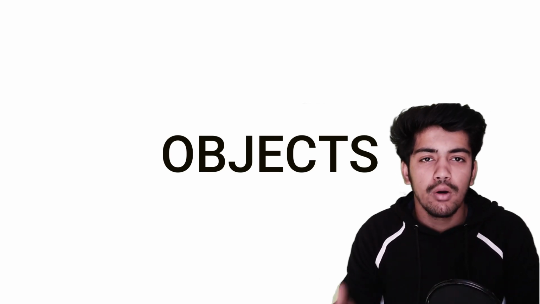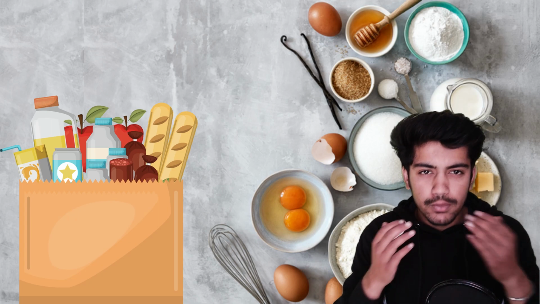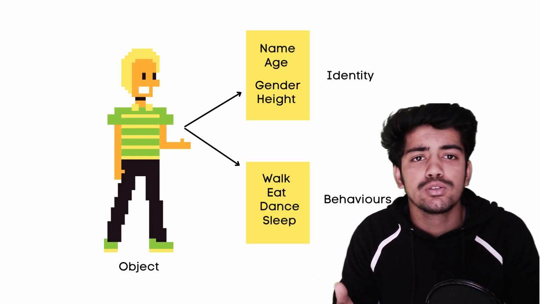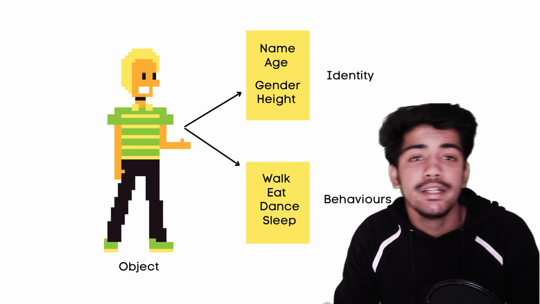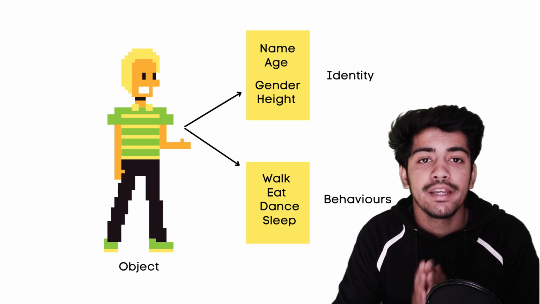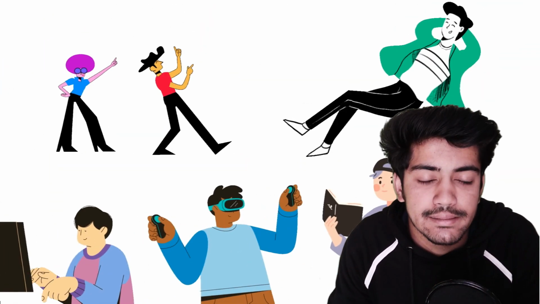So now let me brief you about objects. Objects are all around us, from the food we eat to the pet we own. Everything is an object. Every object has characteristics and behaviors. For instance, a person has characteristics such as name, age, height, gender, and a person can also perform behaviors such as walking, eating, sleeping, dancing. These characteristics and behaviors combine and define who the person is.